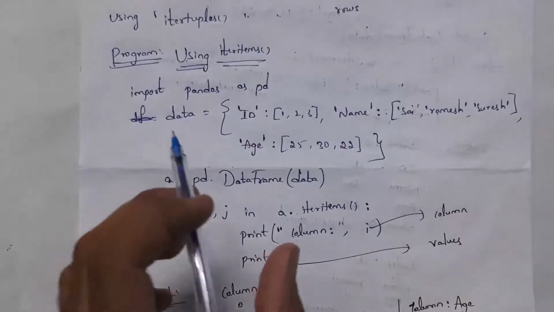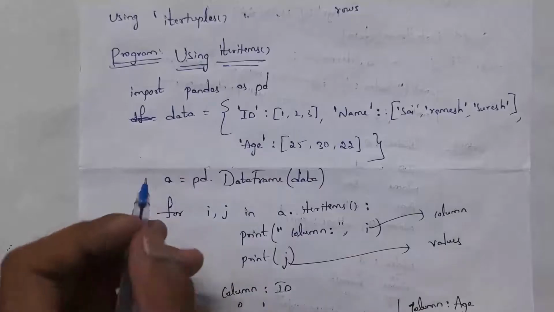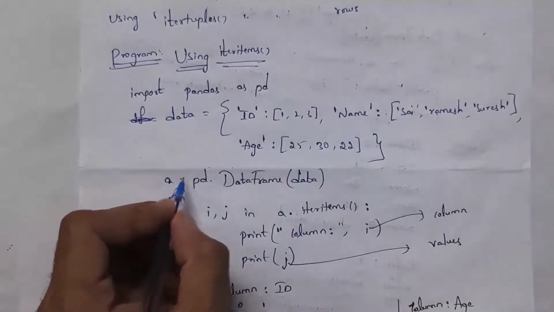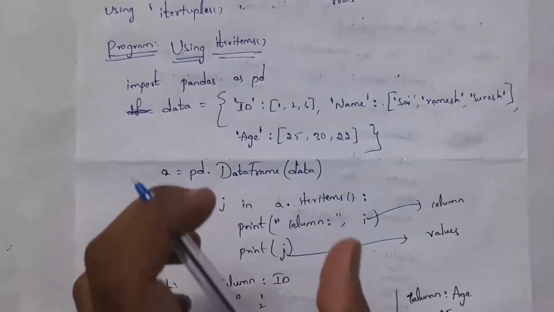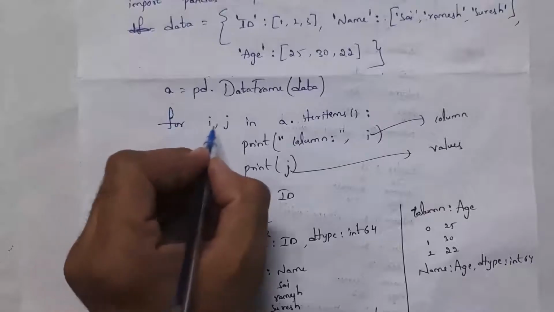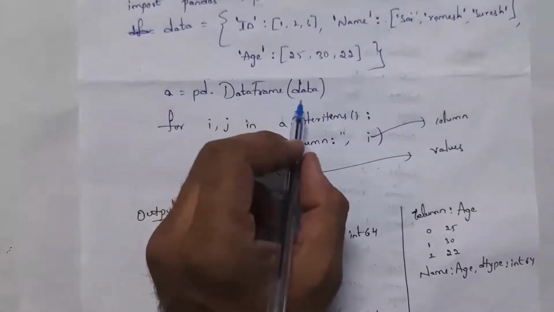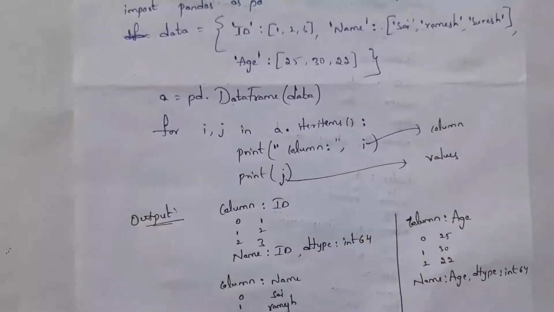Next I am creating a data frame from this data. My dictionary is present in variable data. So I am writing variable a equal to my library name, that is pd.DataFrame(data). So it will create a data frame from this dictionary. So I am taking a for loop: for i, j in my data frame present in variable a. So write here a.iteritems().